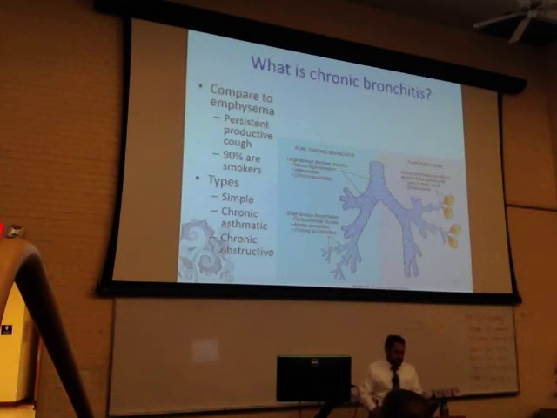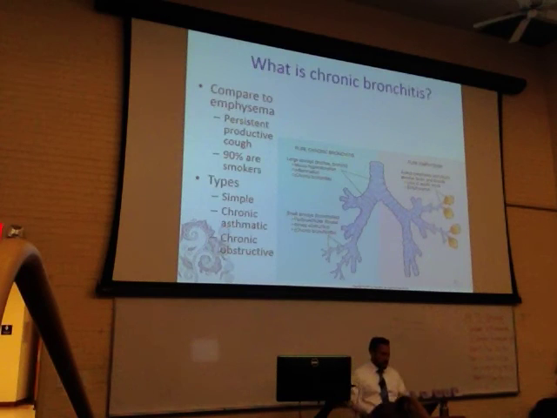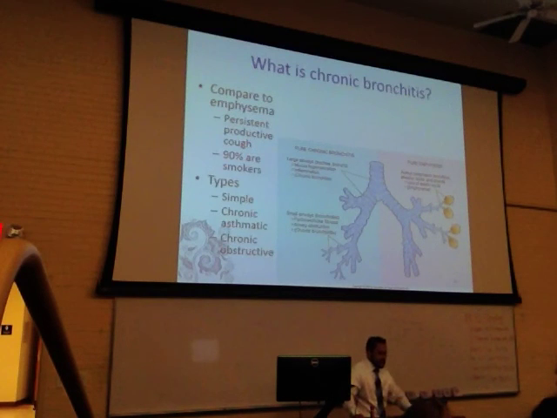Okay? So the persistent cough usually is defined as a cough for at least 3 consecutive months in at least 2 consecutive years. Right? So it's not just a cold that hasn't gone away. I mean, it's been doing this for a long time. They usually have mucus present, but the airflow is not obstructed. 90% of patients that suffer from chronic bronchitis are typically smokers.